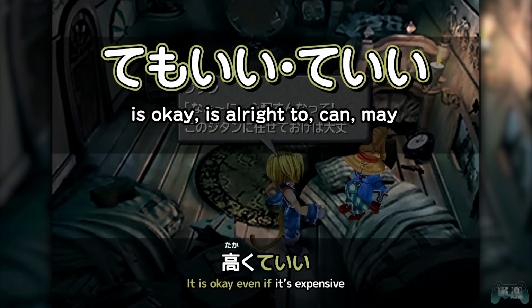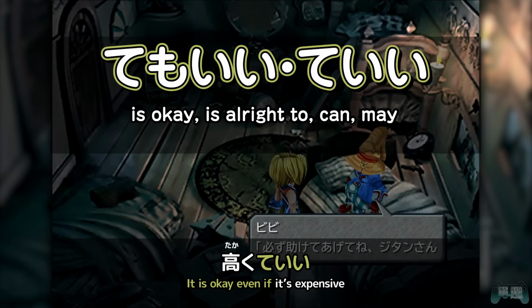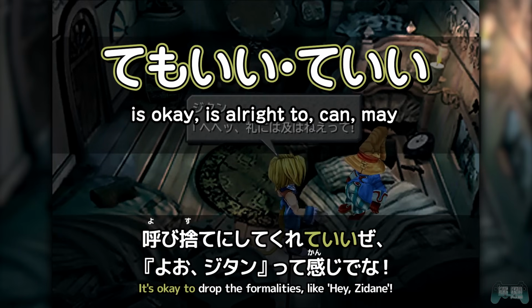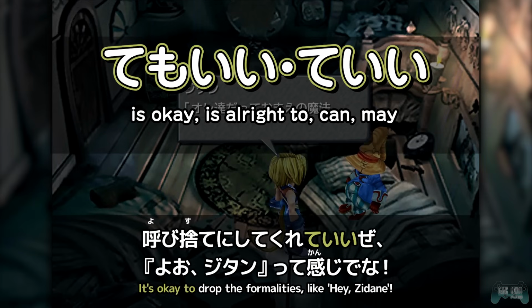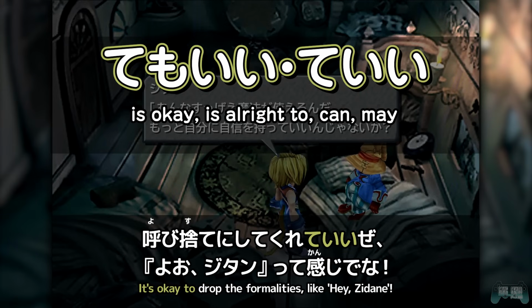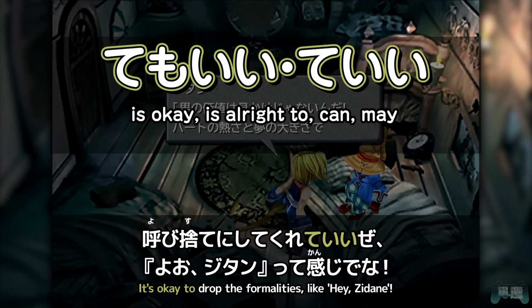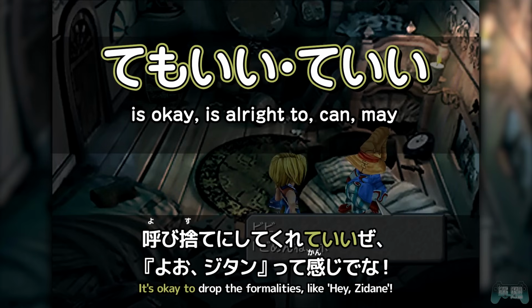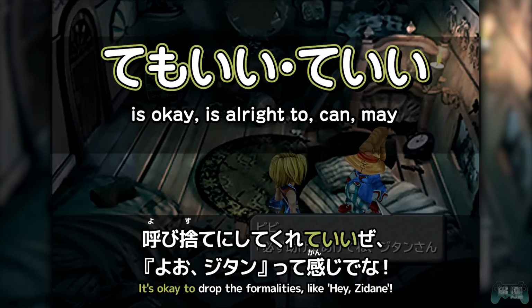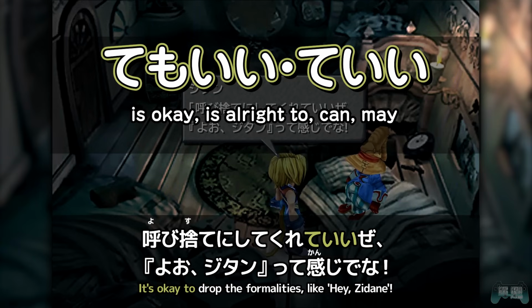Now you can also drop that mo if you want to speak more casually, which is exactly what's happening here in the example from Final Fantasy IX, where Zidane tells Vivi that it's okay to not refer to him with these san suffixes in his name, as it's just too formal for their relationship and he wants him to chill out. And so he says, "Yobisute ni shite kurete ii ze." It's okay to drop the formalities for me. So yobisute is removing all of those suffixes that you put at the end of the name. So Zidane-san, just get rid of that. Yobisute, throw it away. And then we have ni shite kurete, which means that you can do it for me. It's okay.